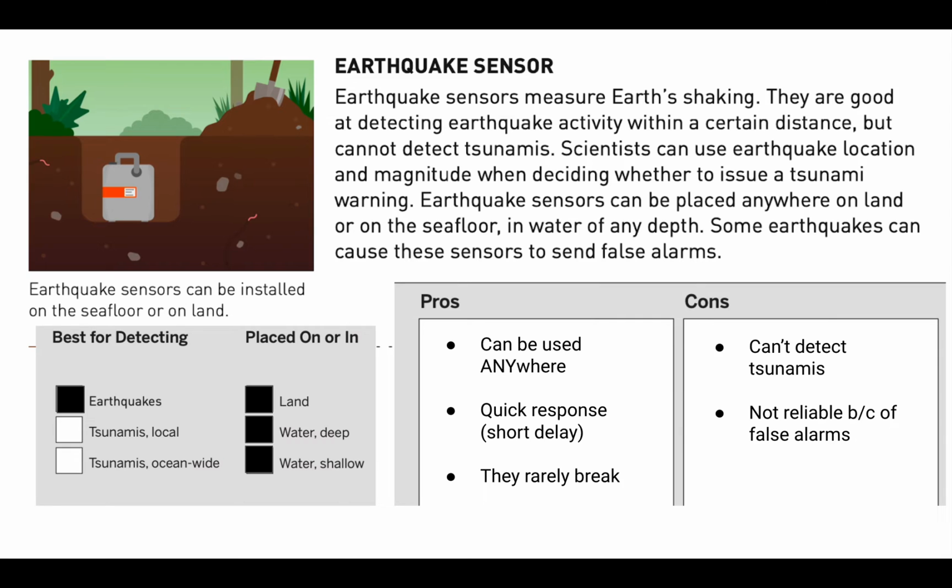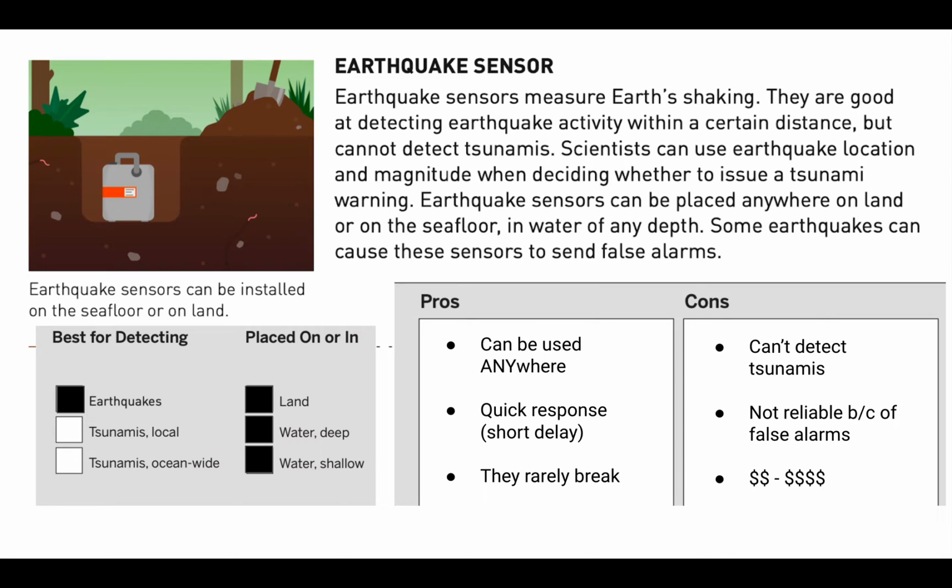Not happy and may ignore warnings from now on if you have a lot of false alarms. And then lastly, I'm using these dollar signs to represent the cost. An earthquake sensor, depending on where it's placed, if it's placed on land, is not that expensive. But if it's placed in water, it can get very expensive. So that can be a con. If we want to make sure that we're watching the costs, we need to be aware of that.